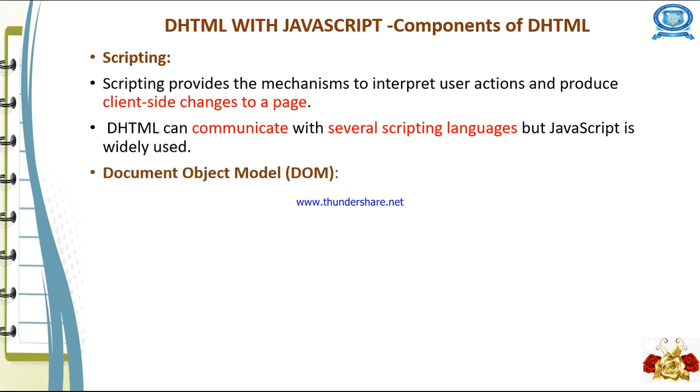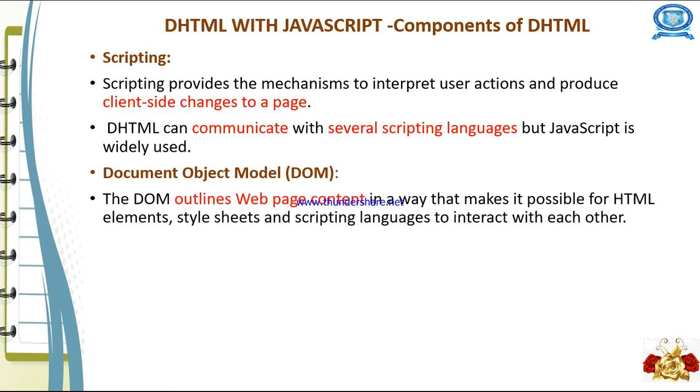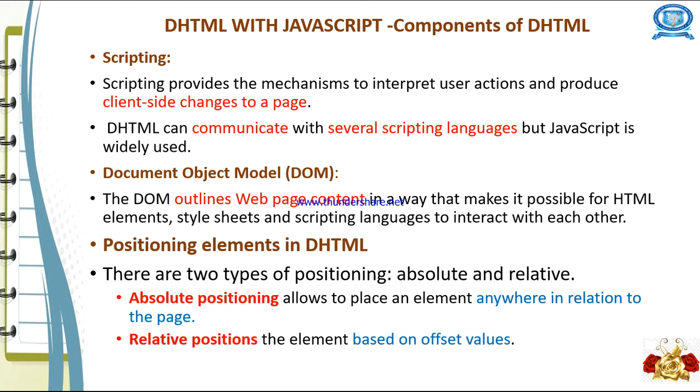The next one is DOM, the Document Object Model. The Document Object Model specifies the outline of web page content in a way that makes it possible for the HTML element, the style sheet, and the scripting language to interact with each other. These are some of the concepts included in DHTML.